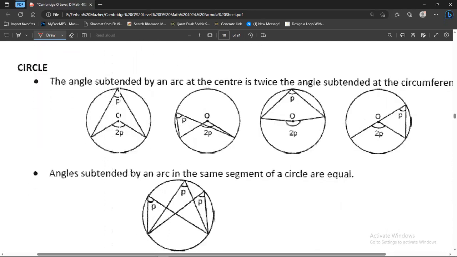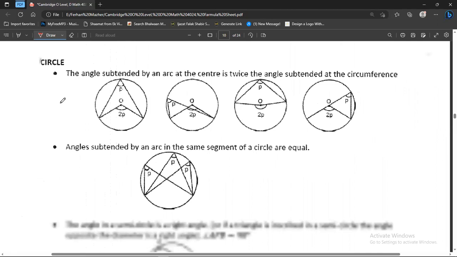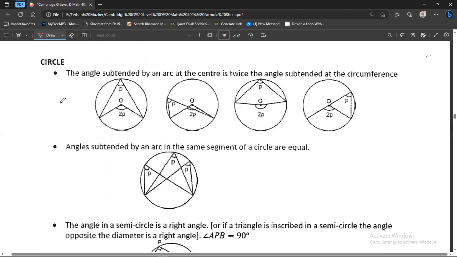Okay, then we have circles, and in the circle, this is a very important thing. The angle subtended by an arc at the center is twice the angle subtended by it at the circumference. For example, this arc subtends this angle at the center, and this arc subtends this angle at the circumference. If this is P, this will be 2P. Angle at the center is 2 times angle at the circumference.